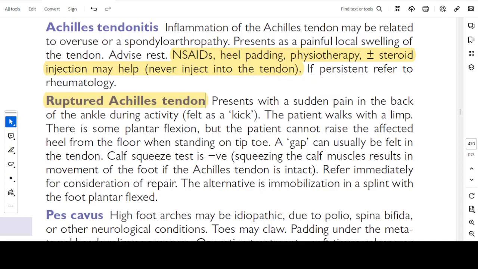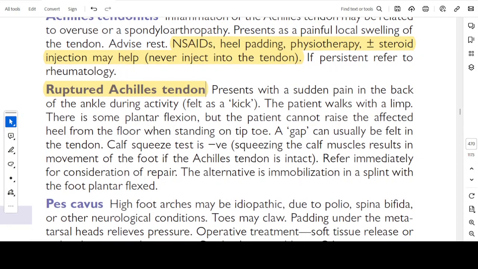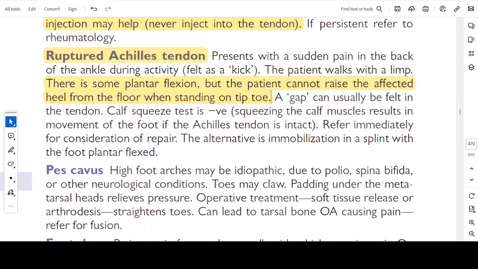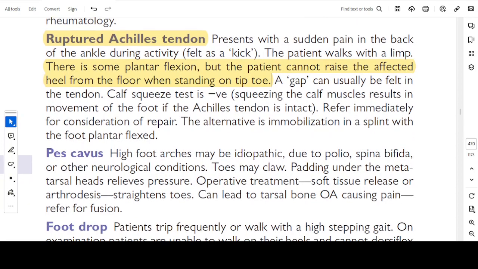Ruptured Achilles tendon. It presents with a sudden pain at the back of the ankle during activity, felt as a kick. The patient walks with a limp. There is some plantar flexion, but the patient cannot raise the affected heel from the floor when standing on tiptoe. So initially you have to check whether he can stand on tiptoe and walk. A gap can usually be felt in the tendon. Calf squeeze test is positive for rupture: squeezing the calf muscle results in movement of the foot if the Achilles tendon is intact. Refer immediately for consideration of repair. The alternative is immobilization in a splint with the foot in plantar flexion.